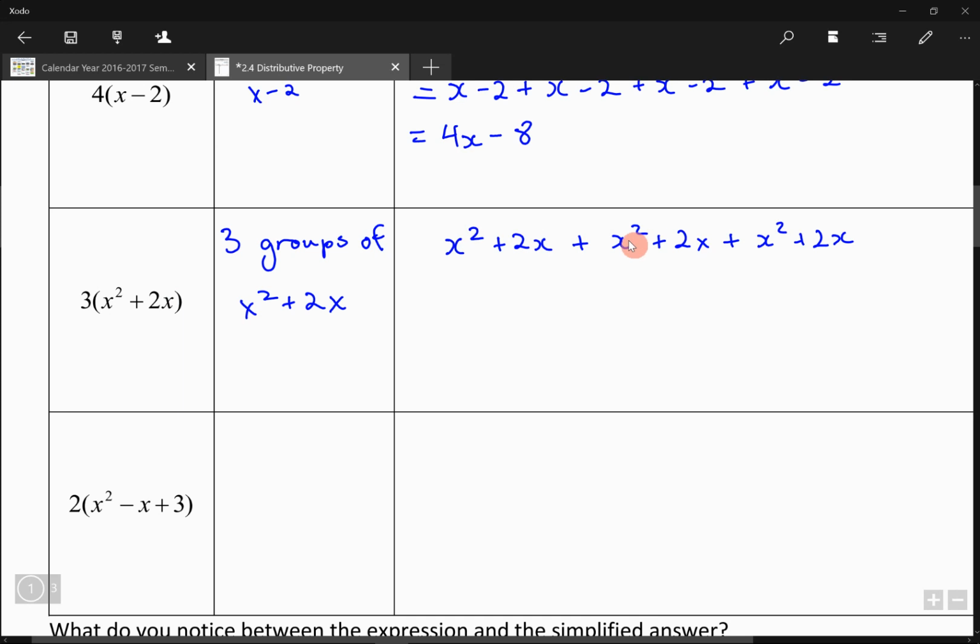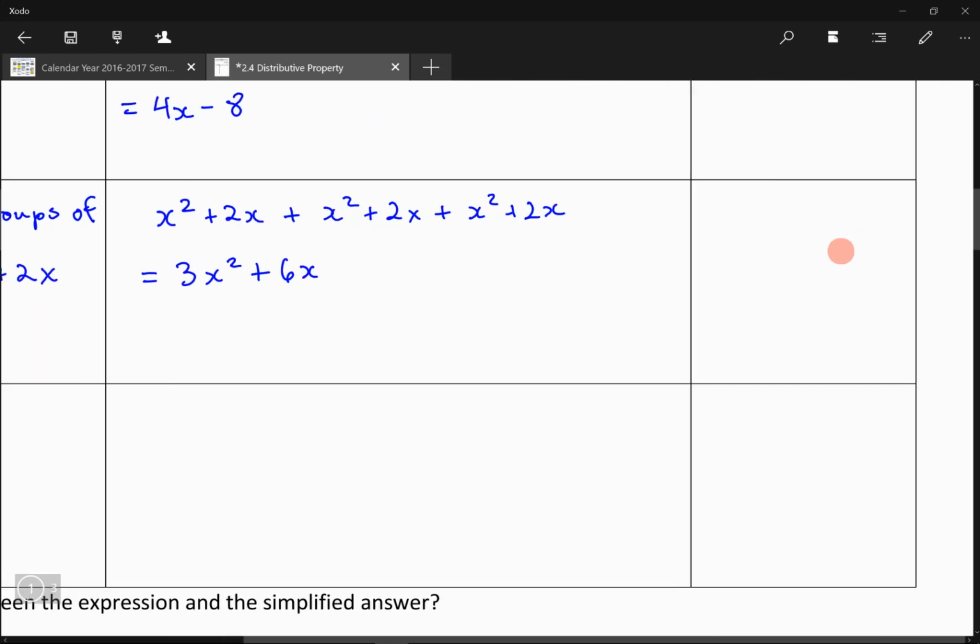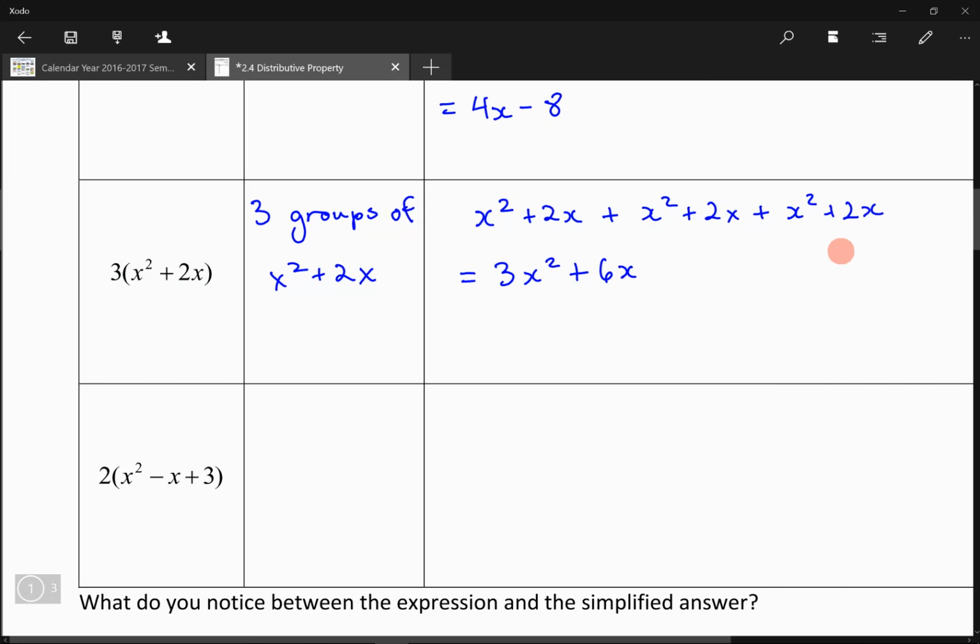I have 3x squareds here, so I'm going to write here 3x squared. And I have 2x plus 2x plus 2x. Add those coefficients and I get 6x. Okay, so my simplified form is 3x squared plus 6x. And I think you can start to see clearly the distributive property where you're taking the number that's on the outside and multiplying it with each term on the inside.